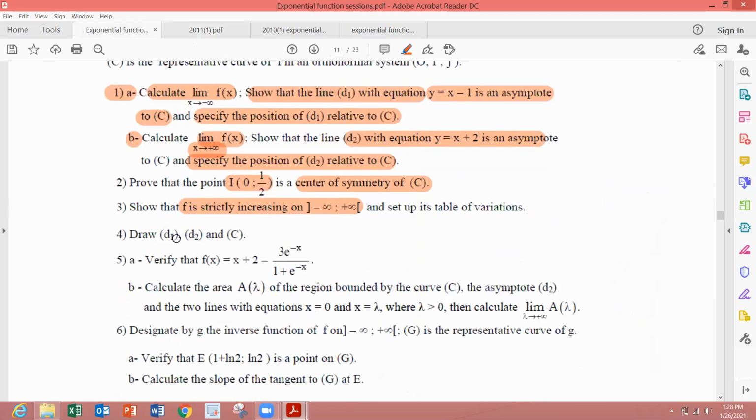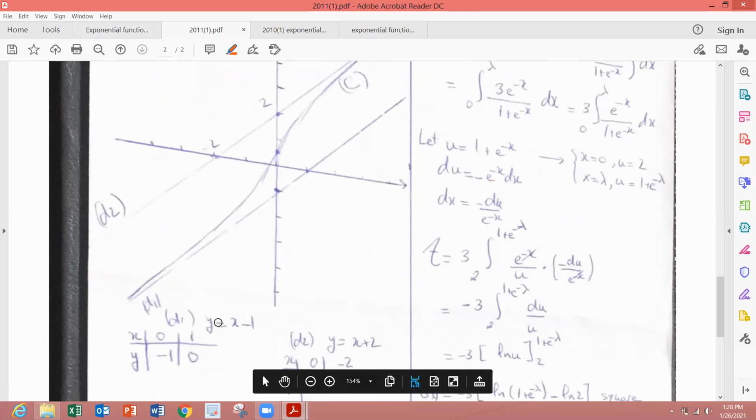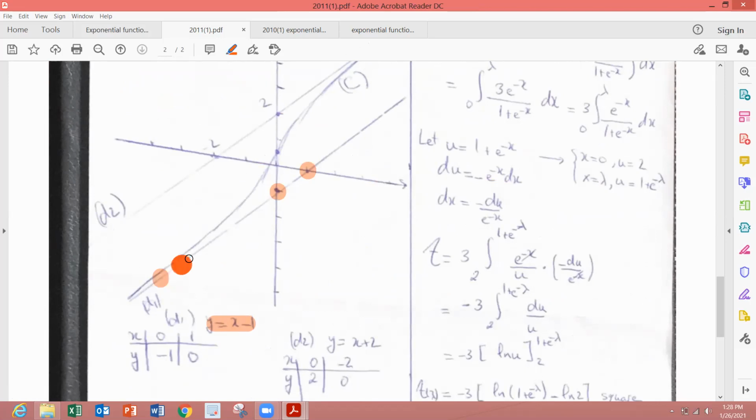Part 4, draw D1, the asymptote at minus infinity, D2, the asymptote at plus infinity, and the curve C. Now the line D1 of equation y equals x minus 1. If x is 0, y is minus 1. If x is 1, y equals 0. This is the first asymptote at minus infinity.